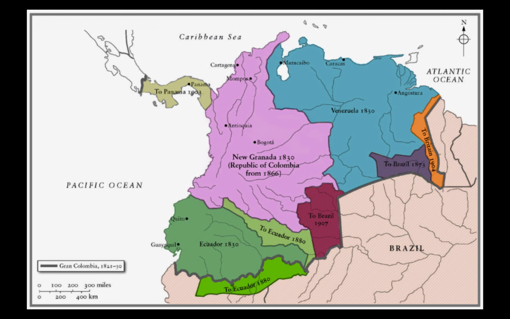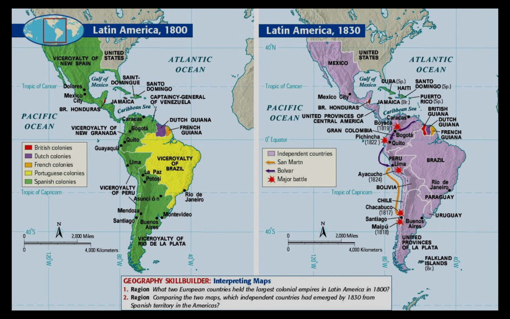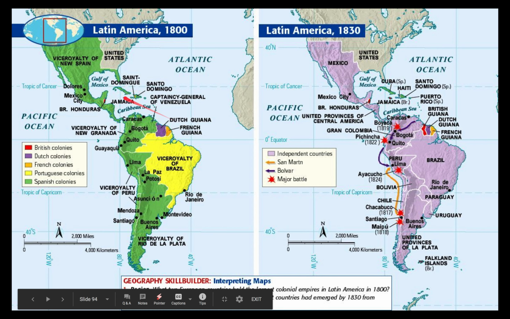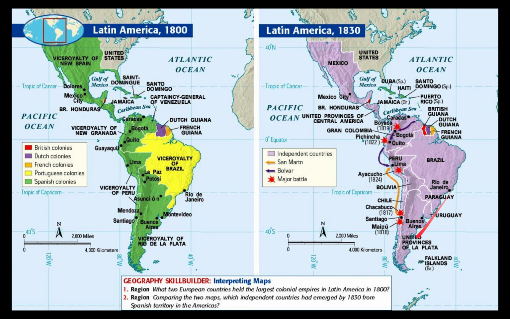And here we have the northern part of South America after these revolutions. So you look at Latin America 1800 versus 1830. You'll notice in 1800, most of this area is still owned by Europeans. By 1830, most of them are independent.